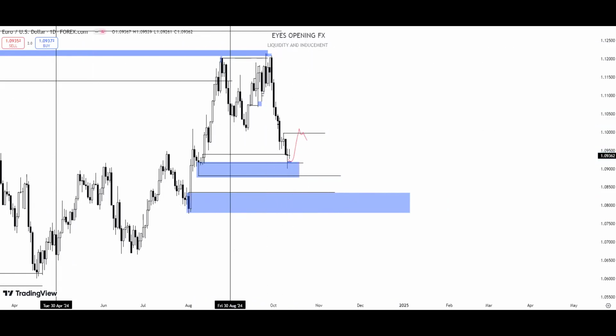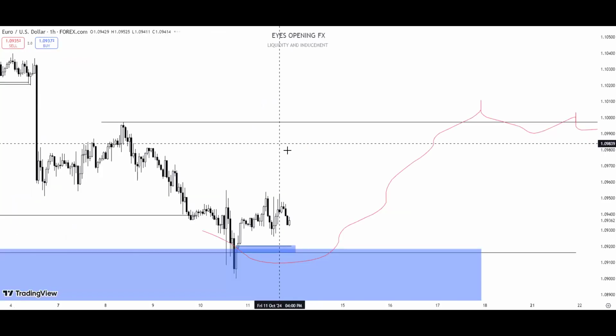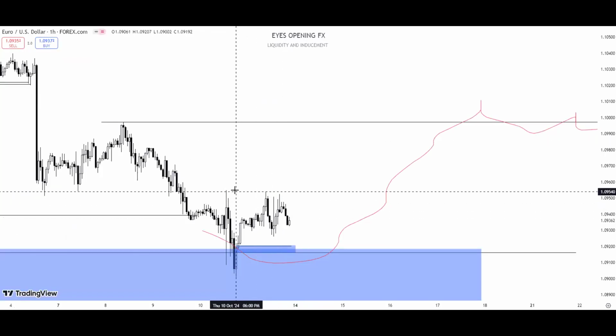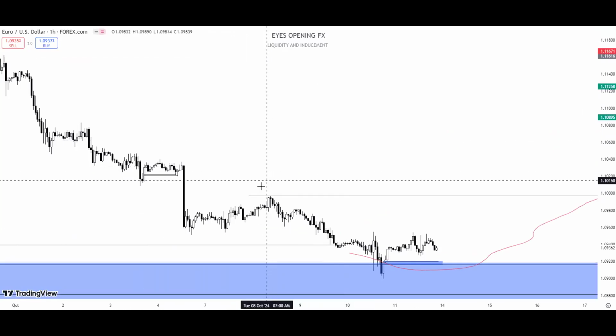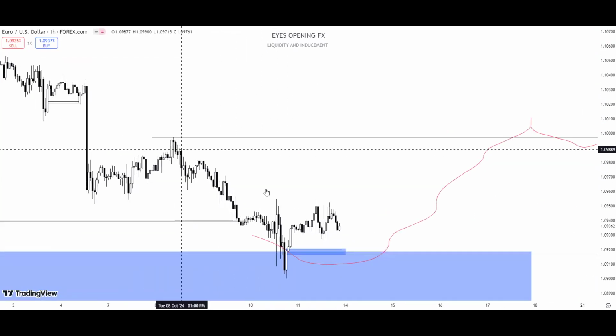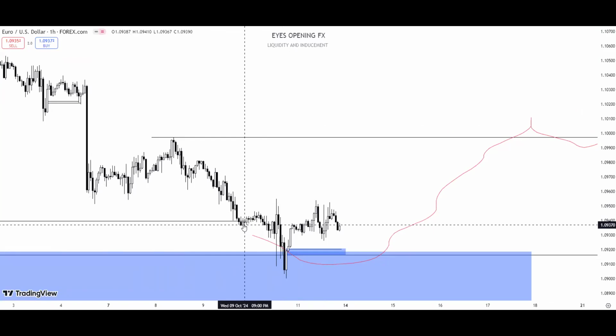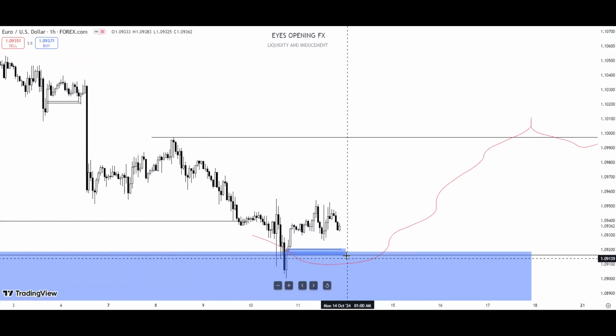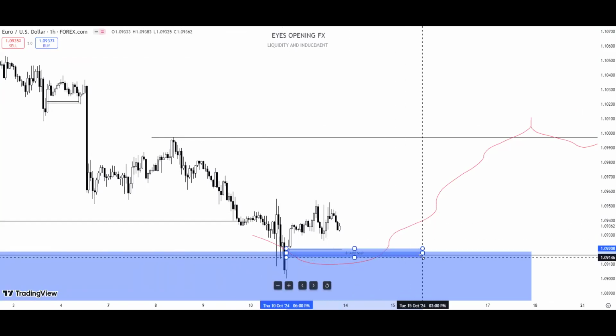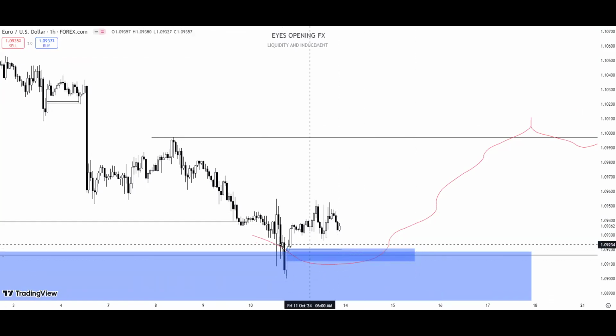So for this week, I'm expecting price to run this high. I'm expecting price to run this particular high to trade to this imbalance. That is my expectation for the week. I already have this POI marked out for the week. It's an imbalance. So I expect the market.